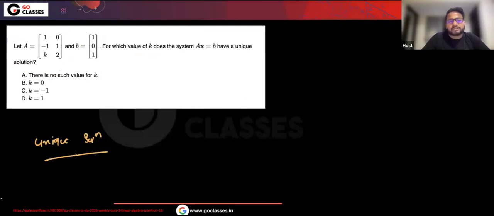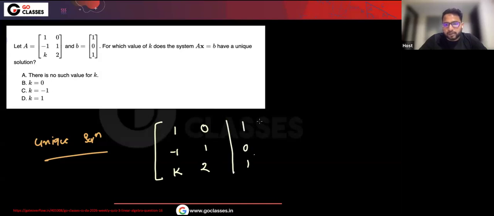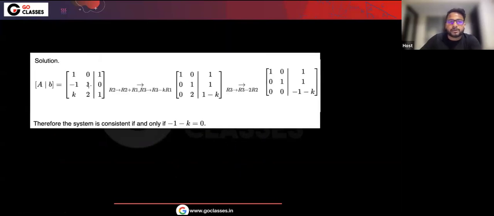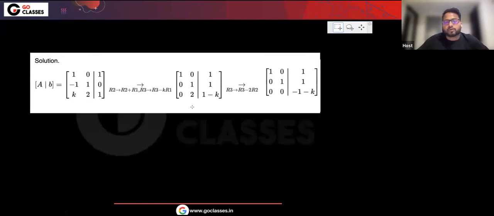So let's just do one thing. Let's first write this augmented matrix, which means 1, -1, and k, and then 0, 1, and 2. And then if you augment it, you will be getting 1, 0, 1, right? Now, can you do the elementary row operations to find out the value of k? So let me just do the elementary row operations. If you augment it and do elementary row operations, you will be getting this as your reduced matrix.